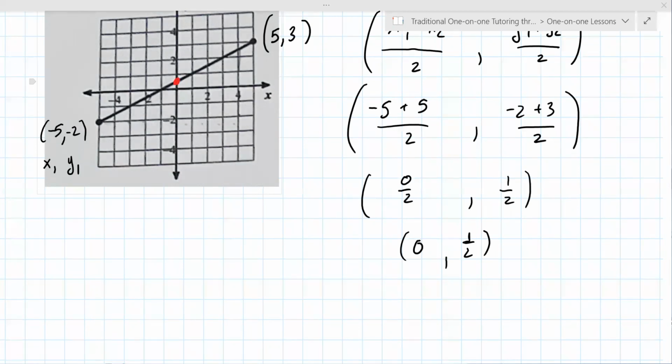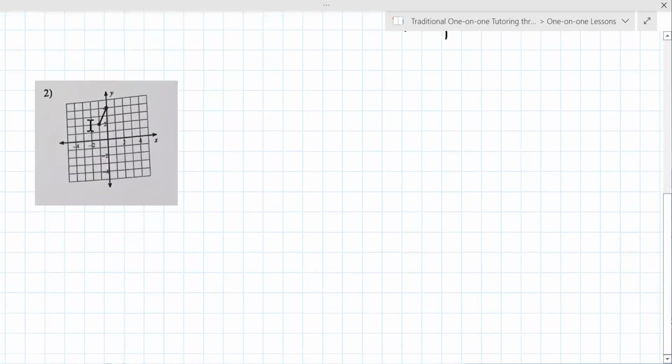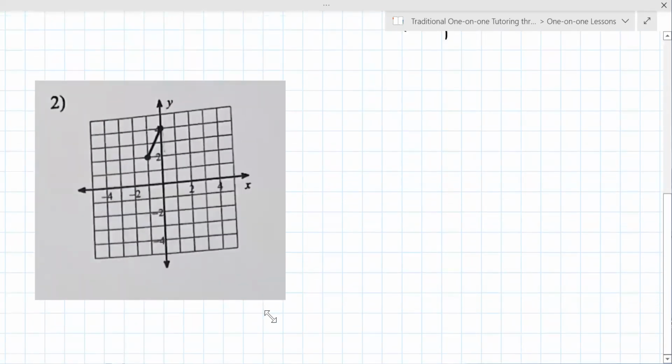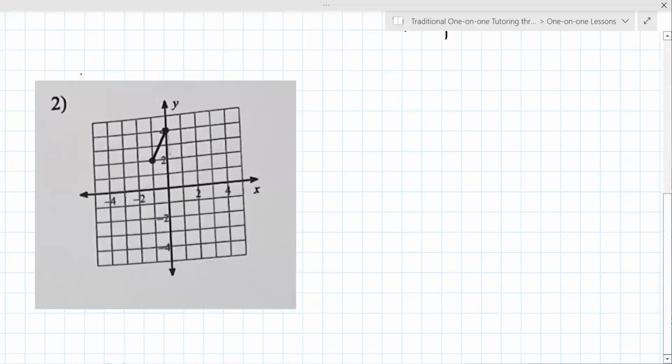We actually use the midpoint in our daily lives. If you want to meet a friend somewhere and you don't want to drive all the way across town where they are, you often meet in the middle. And that's what we're doing here. We're just determining where the middle is between these two particular points.